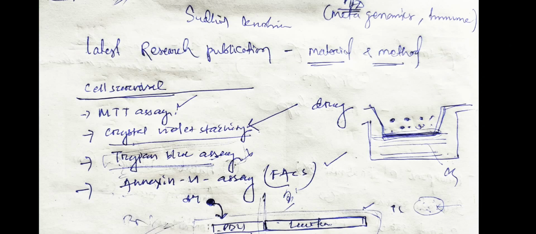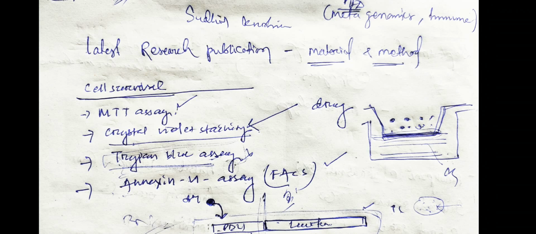Okay, I'm not going into details, but this is a research proposal, the materials and methods that we require. That section I'm discussing right here. The first thing in here is the cell survival technique: the MTT assay and crystal violet staining.